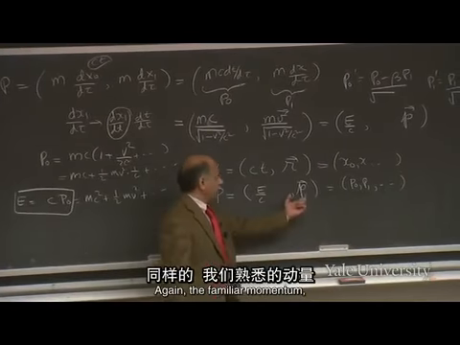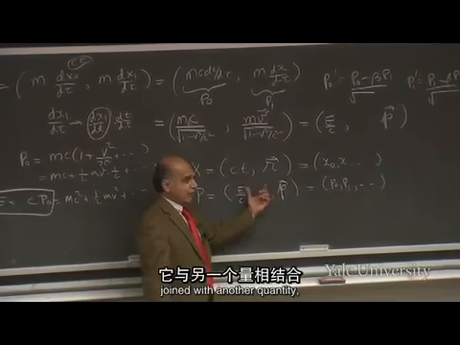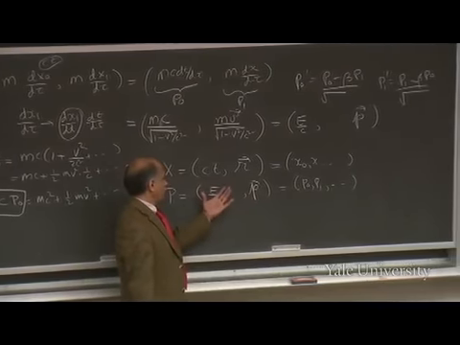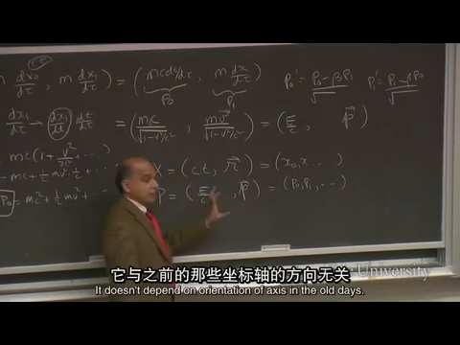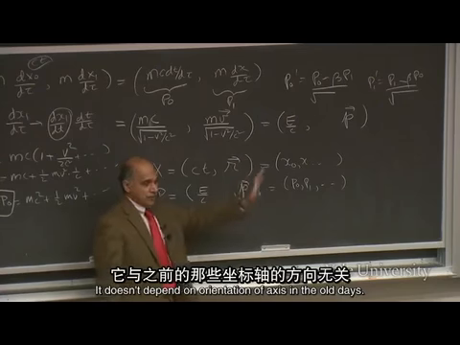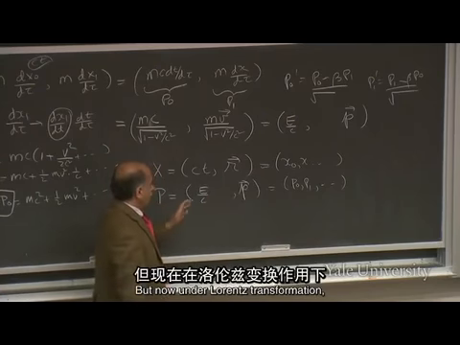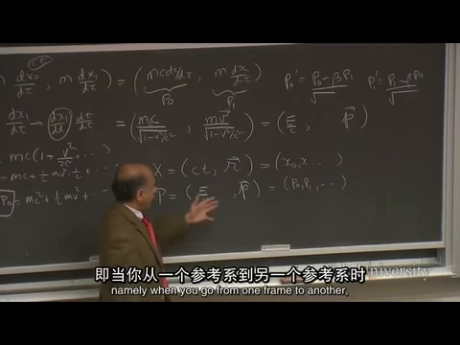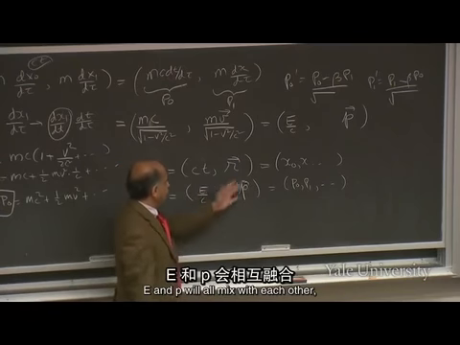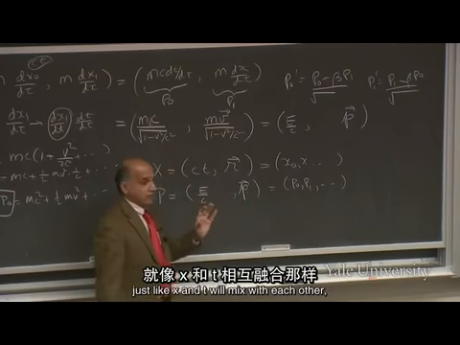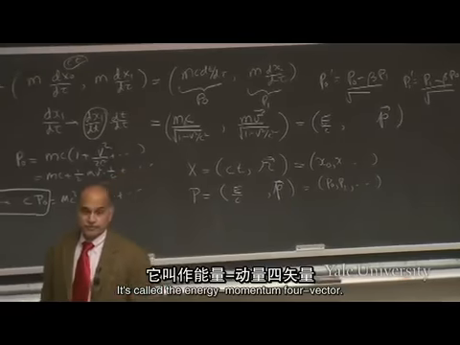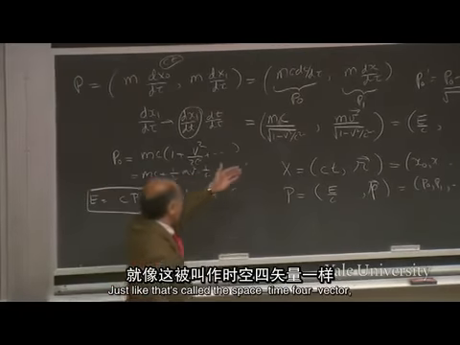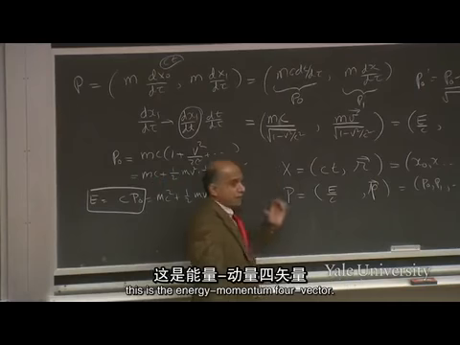Again, the familiar momentum, which is a vector, joined with another quantity, which the best way to think about it is kinetic energy plus rest energy plus other corrections. But it's a scalar. It doesn't depend on orientation of axes in the old days. But now, under Lorentz transformation, namely when you go from one frame to another, E and P will all mix with each other, just like x and t will mix with each other. But this is the new four vector. This is called the energy momentum four vector. Just like that's called the space-time four vector, this is the energy momentum four vector.